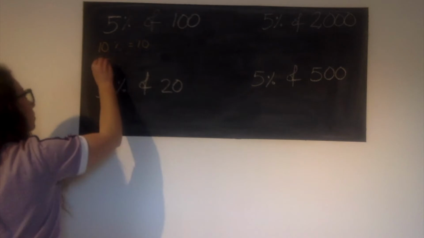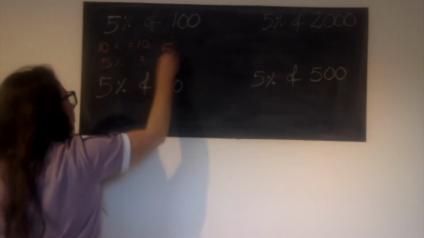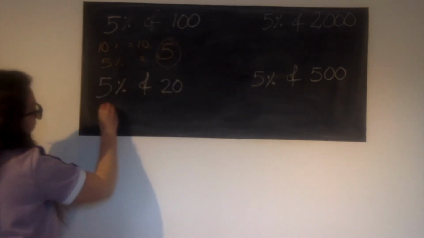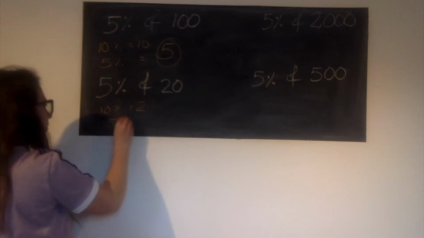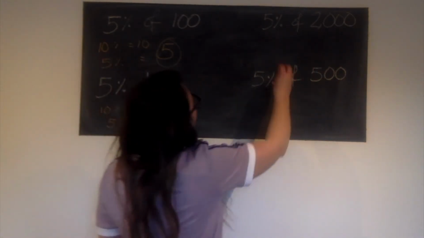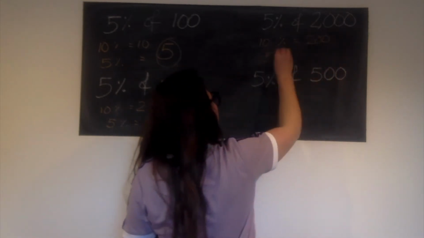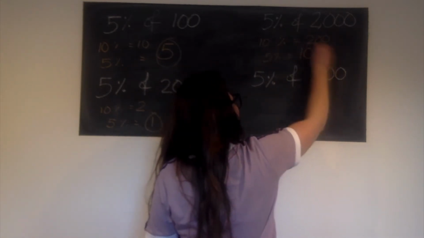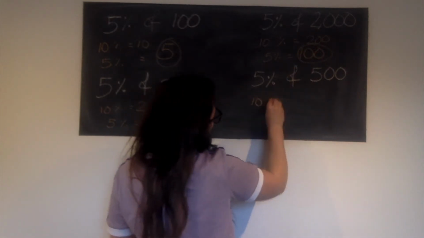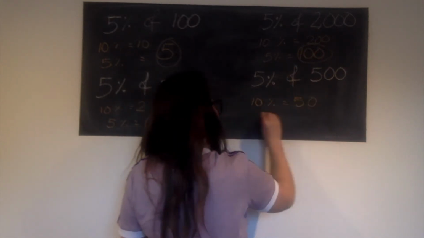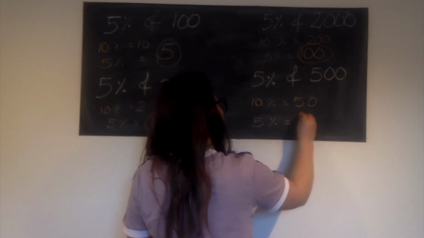I've chosen to show you a method of finding 10% and then 5%. So 5% of 100, 10% is 10, so 5% is 5. 5% of 20, 10% is 2, so half that is 1. 5% of 2,000, a bigger number, so the answer should have been 100. And 5% of 500 is 25. Well done if you got those. Don't worry if you used a different method.